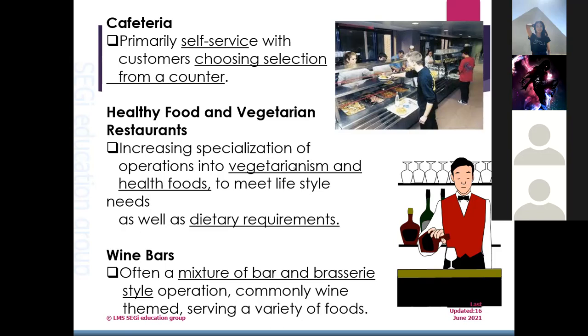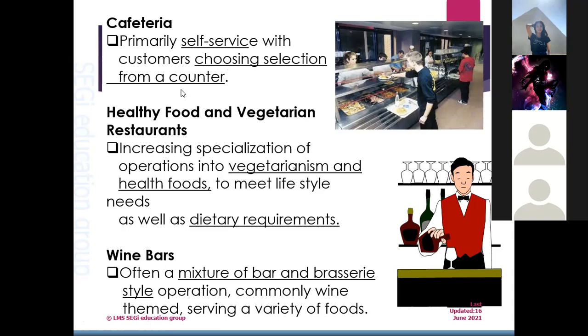So institutional food service, dia ada ciri-ciri dia apa? Self-service, customer pilih daripada food counter. Okay. Usually semalam saya dah explain dah sikit. Usually cafeteria ni dia apply tray service. Tray service is in which the customer will pick up a tray and then select the food from the food counter and pay the food at the end of the line. Itulah tray service yang kita buat kat cafeteria.